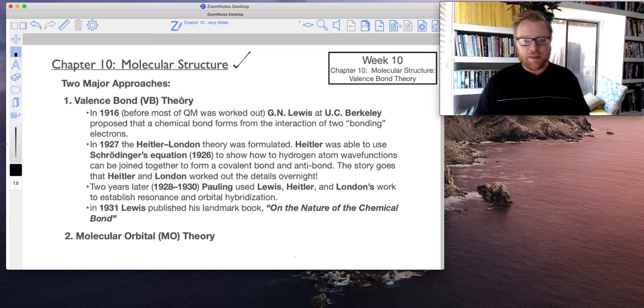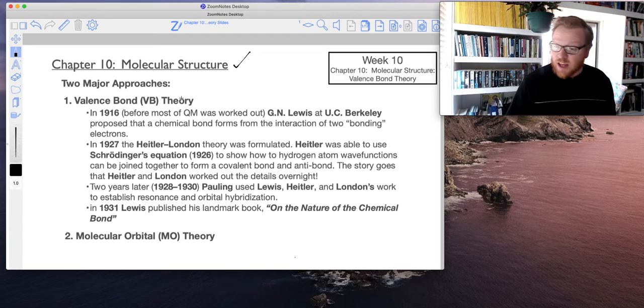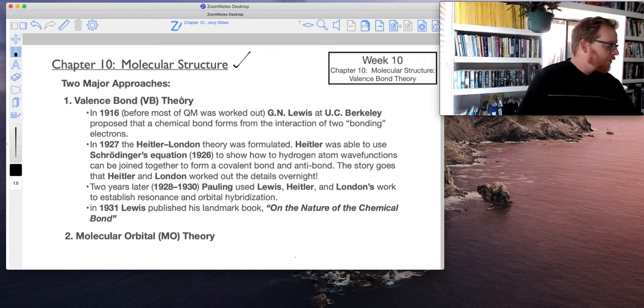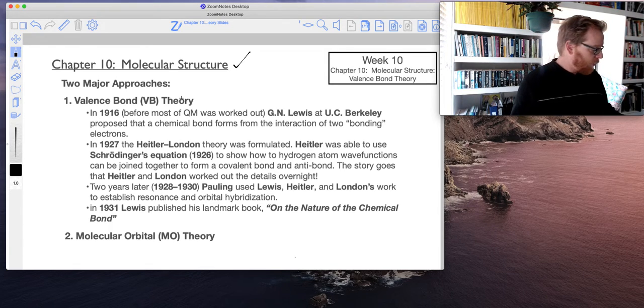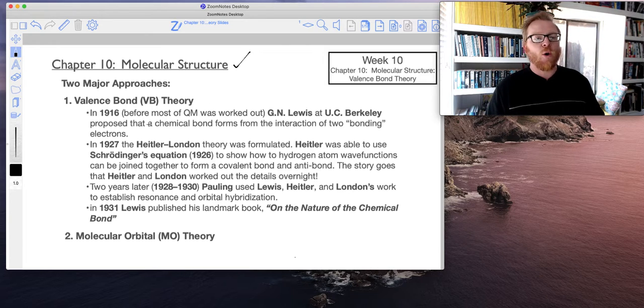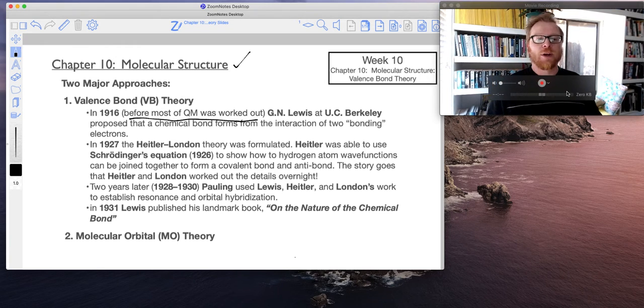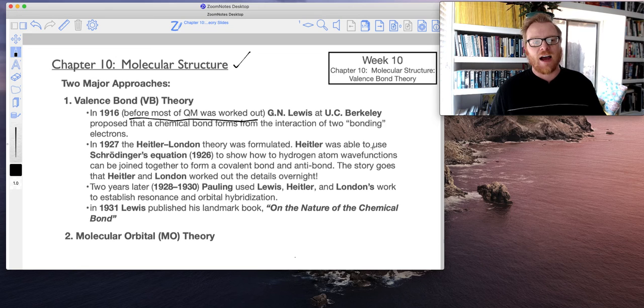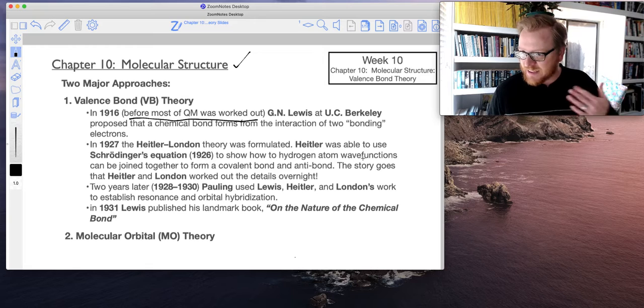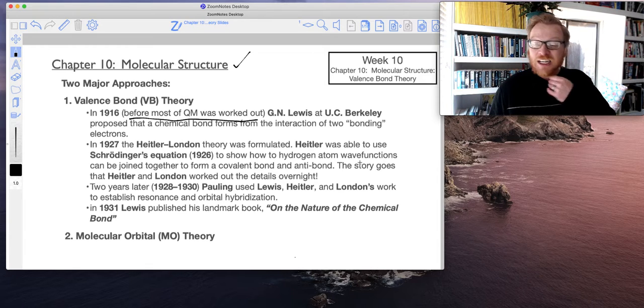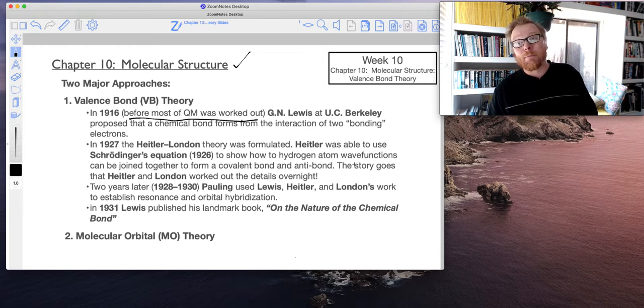So valence bond theory is really the original description of molecules via quantum mechanics, okay, which is very cool. And so in 1916, this is before most of quantum mechanics was even worked out. At the time, Schrodinger and a whole bunch of other people were still grinding things out and trying to work out just quantum mechanics to describe electrons and protons, let alone describing molecules.